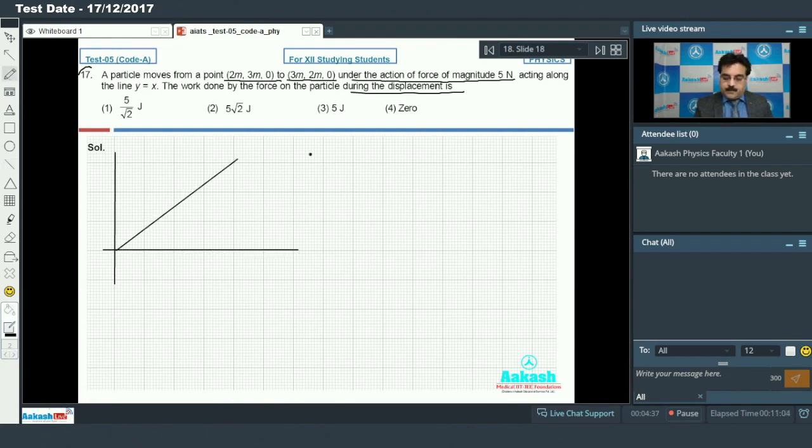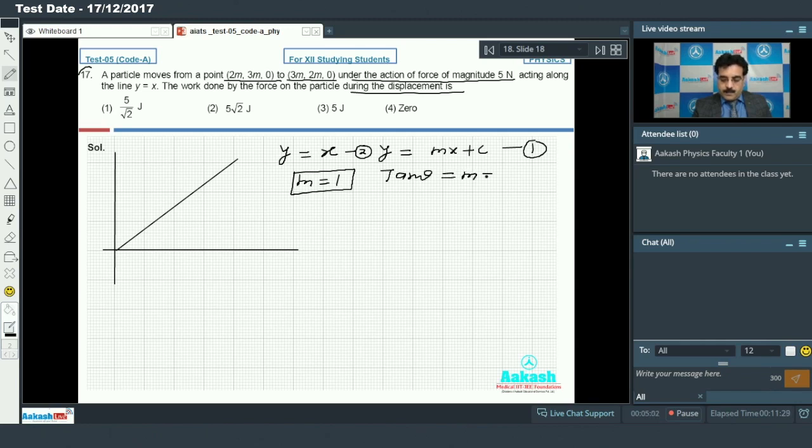So we'll write it like this. But why? Because according to the problem, the force is acting along this equation. If I compare this equation with y equals mx plus c, this is equation 1 and this is equation number 2. Comparing equations 1 and 2, we get slope m1 is 1, and you know slope is calculated by tan theta. Tan theta is equal to 1, so we can write theta is 45 degrees. And this is the force, so we can take this angle as 45 degrees. This is y and this is x.